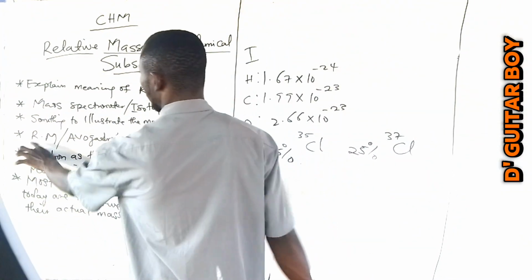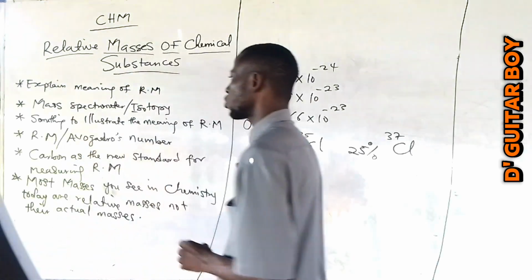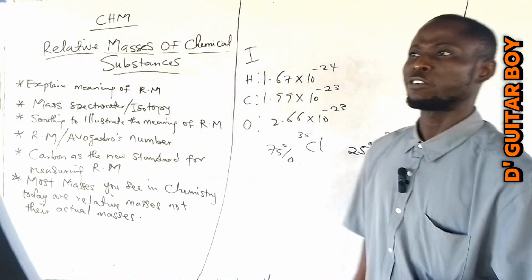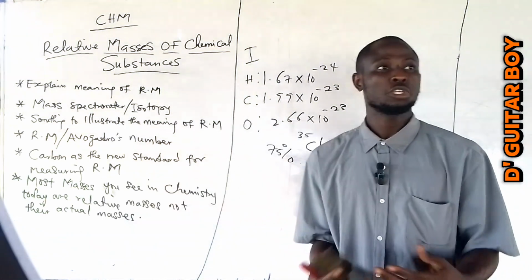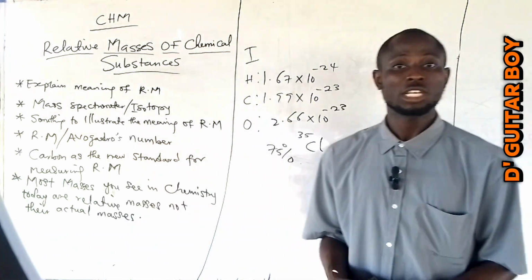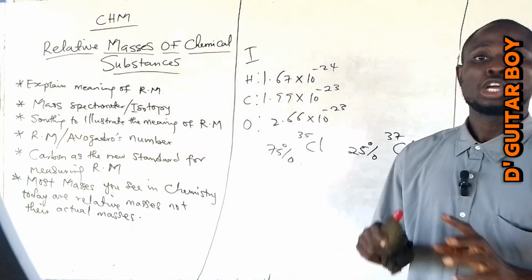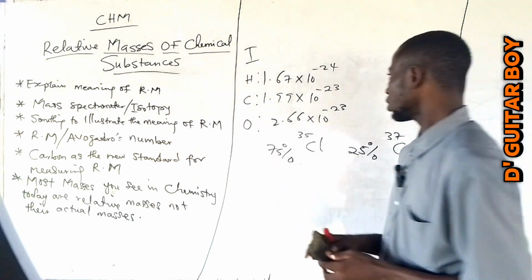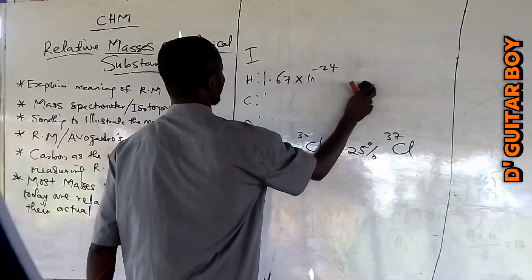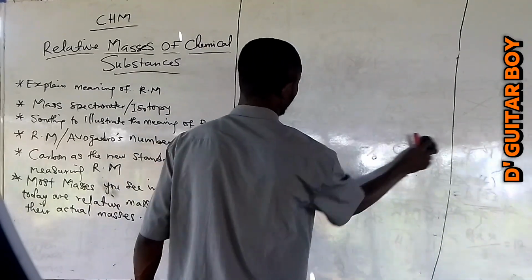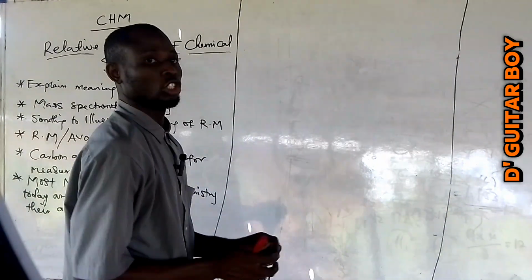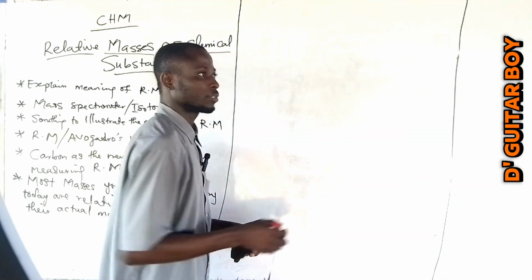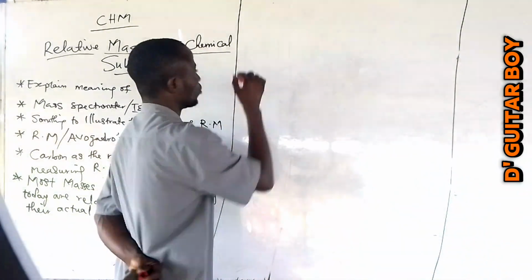Now, the next thing we are going to talk about is something to illustrate the meaning of relative mass. I have explained the meaning of relative mass before, but you might not actually understand, so let me use something to illustrate it. I believe it will be clearer for you to understand. Now, let's assume you are the manager of a company. You have 3 workers under you.